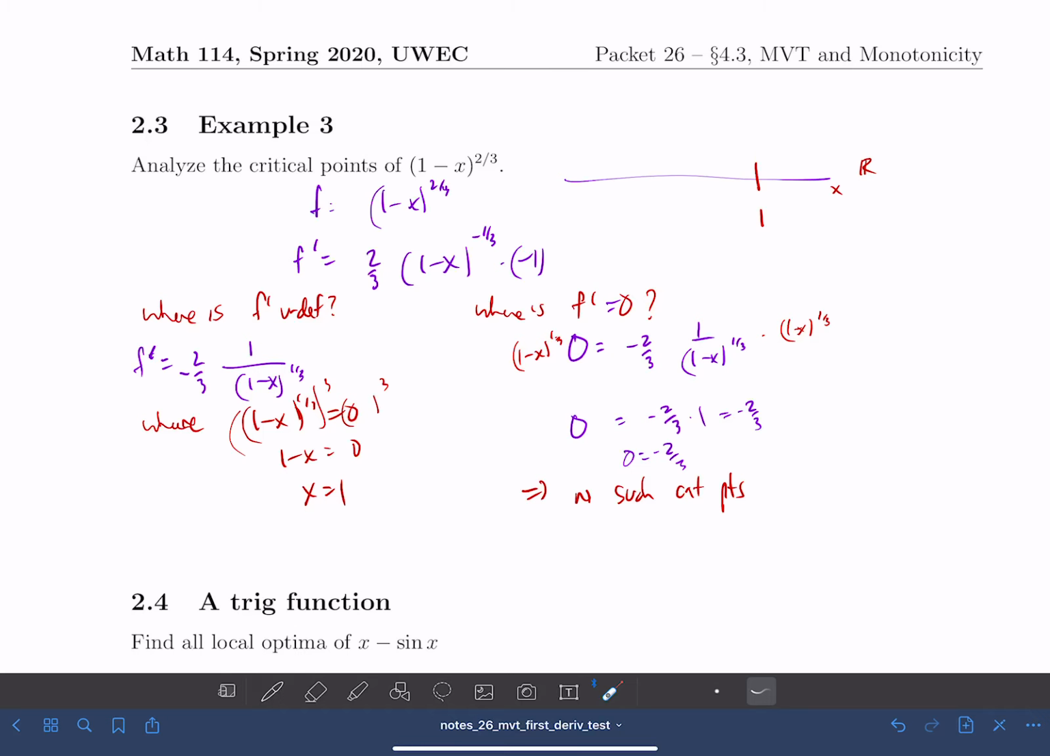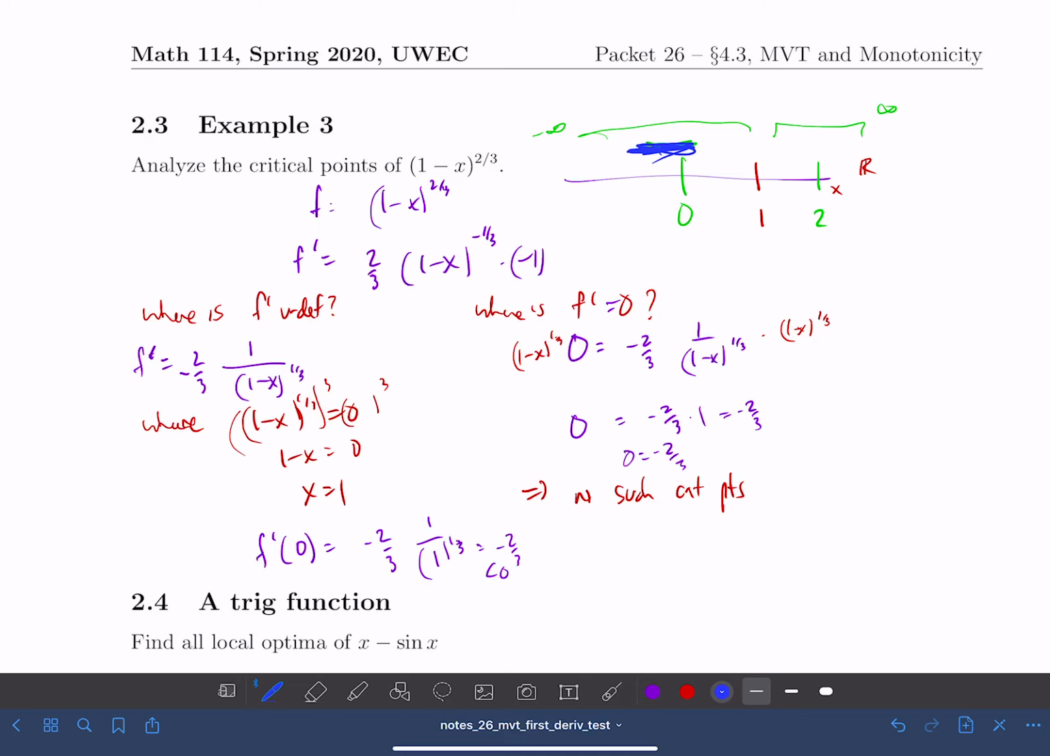To the left of 1, let's grab ourselves a test point: 0. To the right, 2. I have 2 intervals, from minus infinity to infinity, split at 1. So let's test f prime at 0, which is equal to minus 2/3 times 1 over 1 to the 1/3, which is equal to minus 2/3, which is less than 0. So negative, put that in blue, negative.